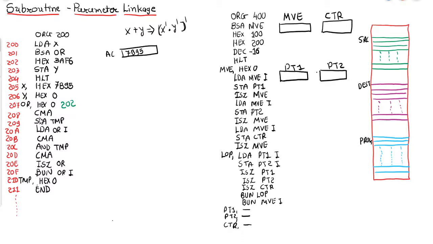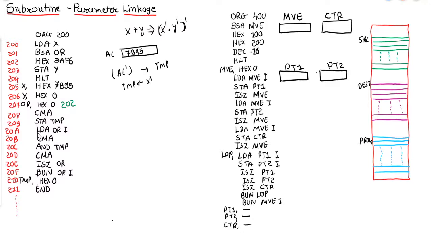So what is the first instruction on 208? CMA. So SE will be complemented and then stored in temp. So in temp we will have SE complement. What is inside SE? It is X. So in temp we will have X dash.